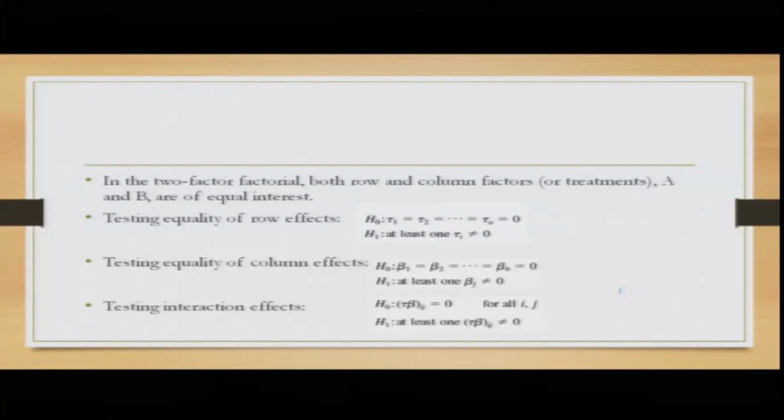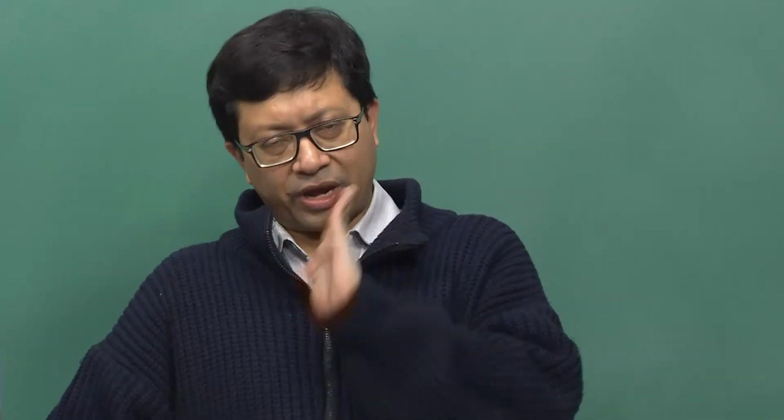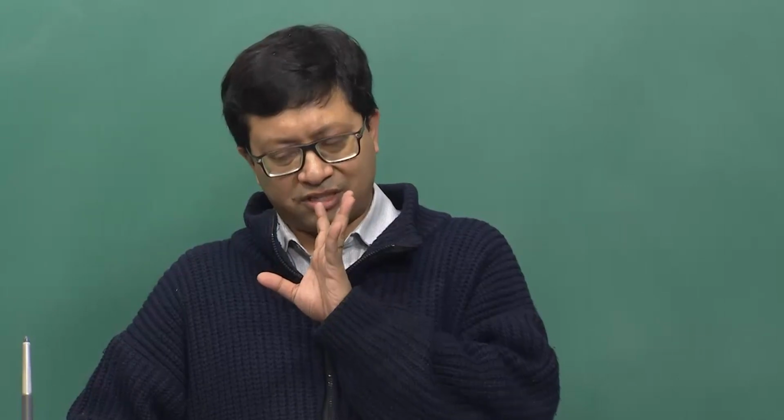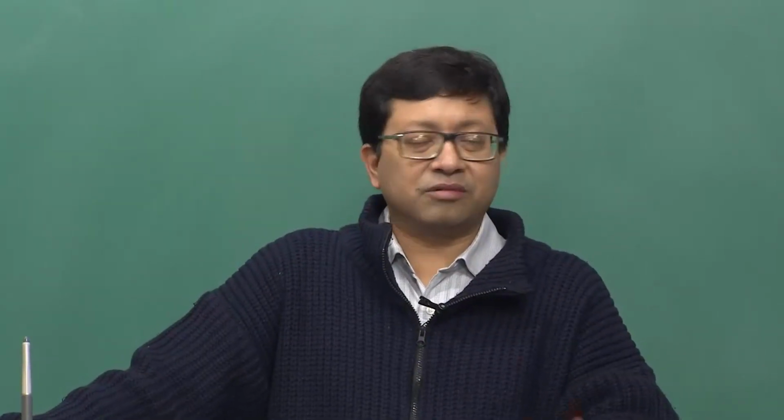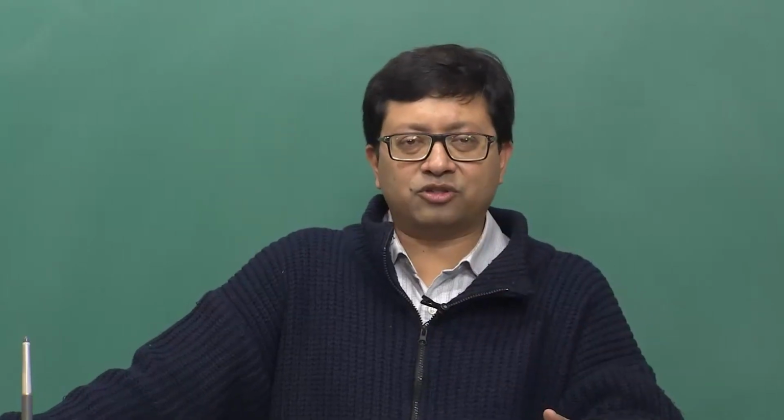So, in the two-factor factorial model, both row and column factors, that is corresponding to the treatments A and B, are of equal interest. If they are of equal interest, we consider the first test as testing the row effects to be 0. In the sense, we will consider the null hypothesis as tau 1 is equal to tau 2 till the last value, which is tau a, is 0, and the alternative hypothesis corresponding to it. I am sorry for that.